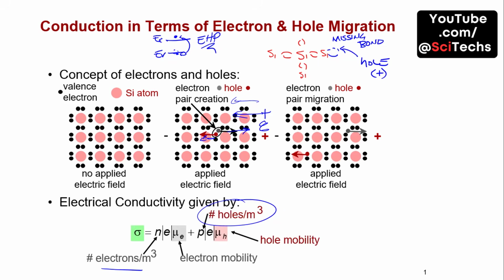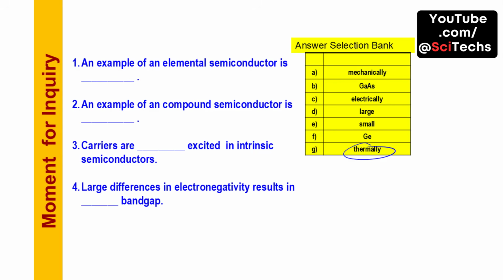Let's take a moment to test our understanding. Can you identify examples of elemental and compound semiconductors? How are carriers excited in intrinsic semiconductors? And what impact does electronegativity have on the bandgap?